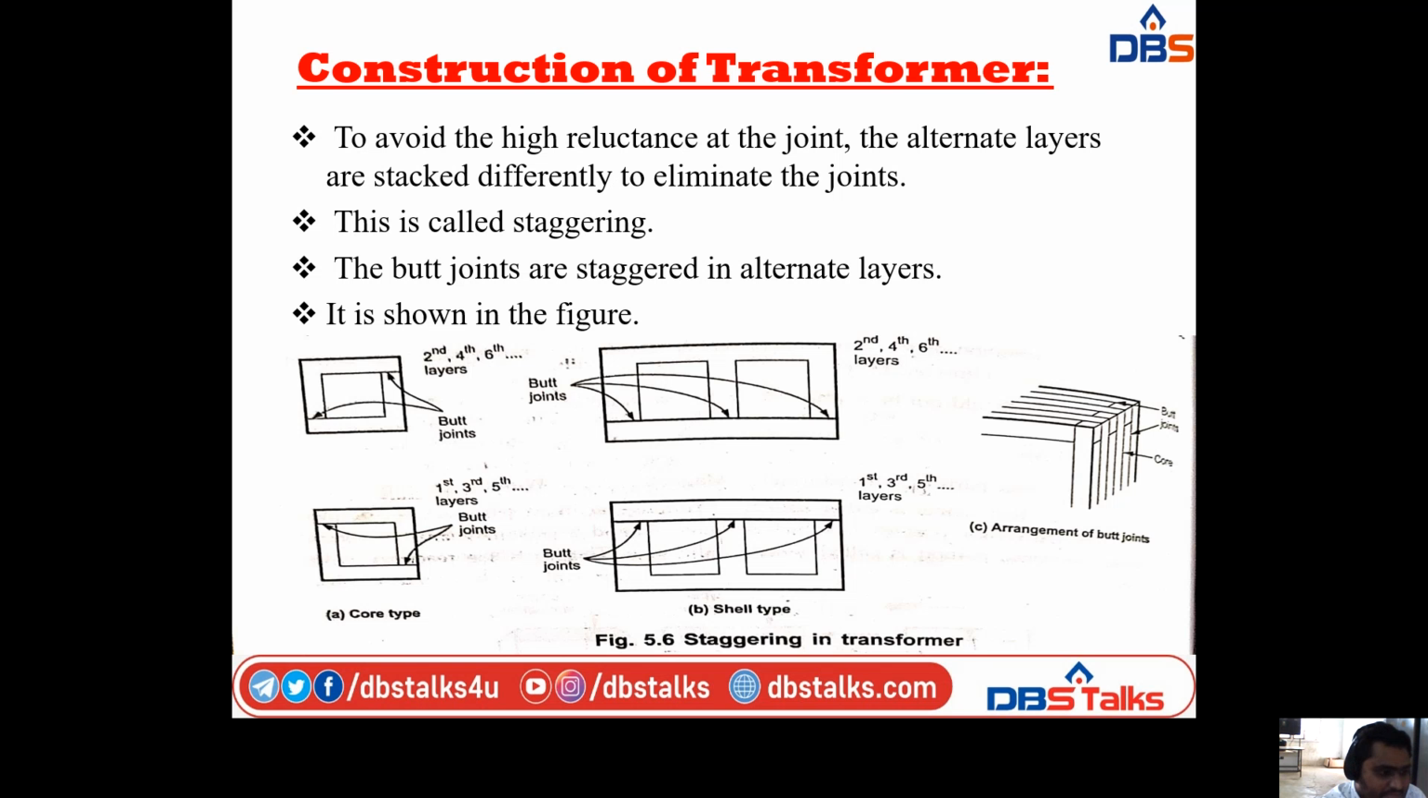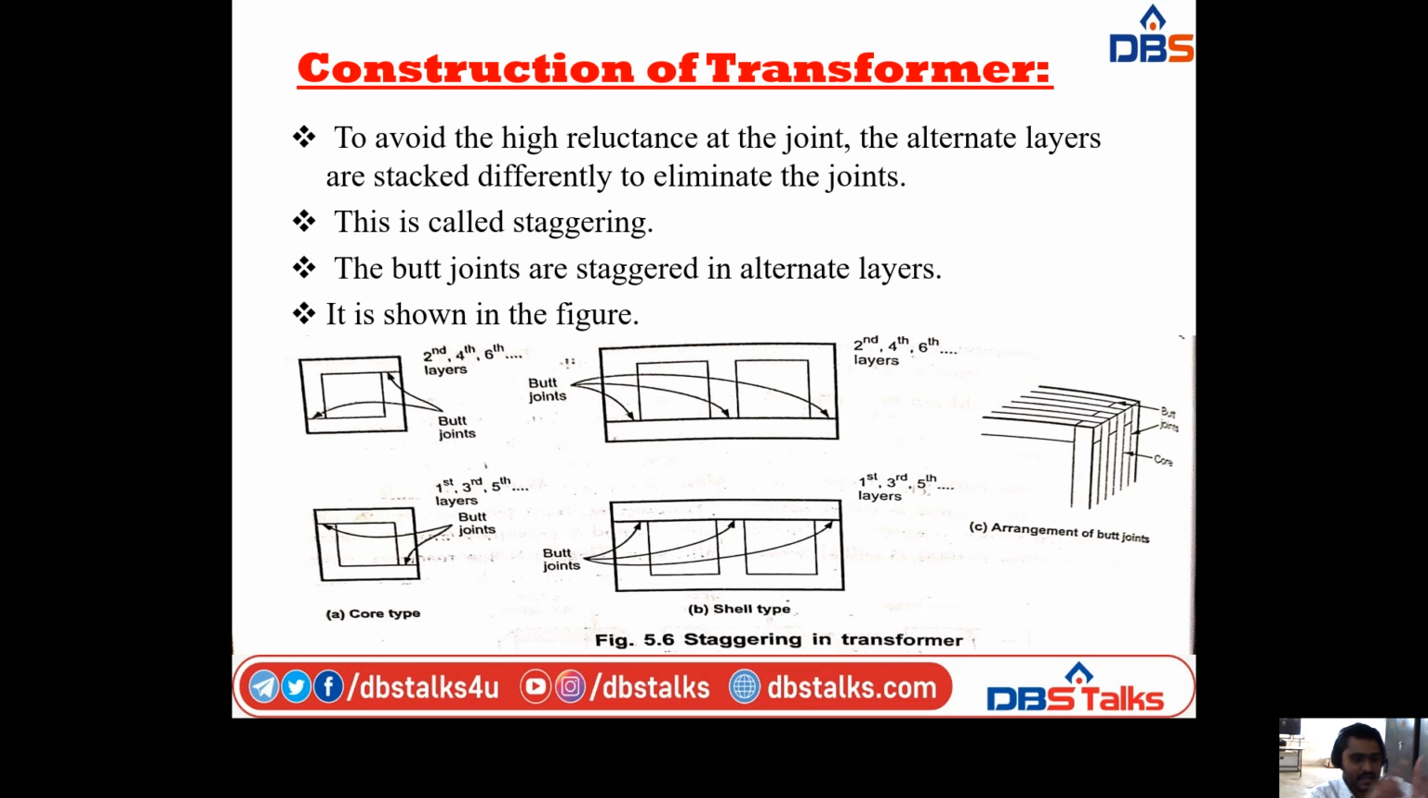Next we have staggering in the transformer. Why do we use staggering in the transformer? To avoid the high reluctance at the joint, the alternate layers are stacked differently to eliminate the joint. This is called staggering. So the butt joints are staggered in alternate layers. If you observe this diagram, we have 4 types of arrangement of butt joints. In the first, we have the first, third, fifth layers butt joints.